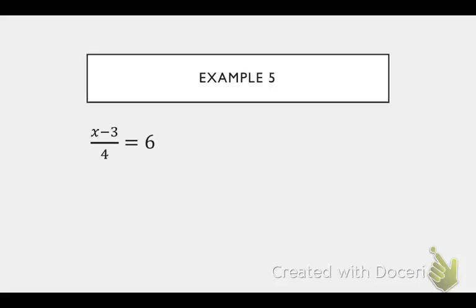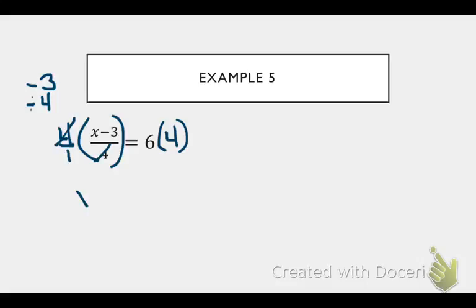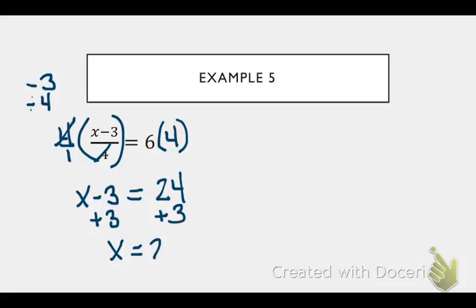Example 5 is just a little bit different because of the big fraction bar. So if I look at this, x minus 3 all over 4, that means 3 was subtracted first and then it was divided by 4. So I have to undo my division first. So I'm going to do the inverse, which is multiplication. I'm going to multiply both sides by 4. So if I put this over 1, you can see it's up in the numerator. The 4's cancel, and I'm left with just x minus 3 over 1, which is x minus 3 equals 24. And then, one more step, I add 3, which gives me x equals 27.